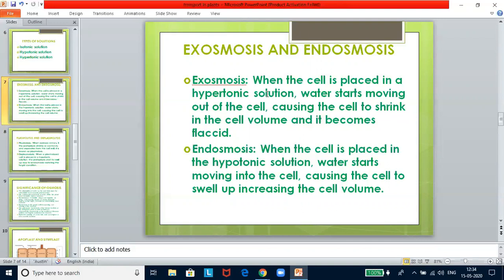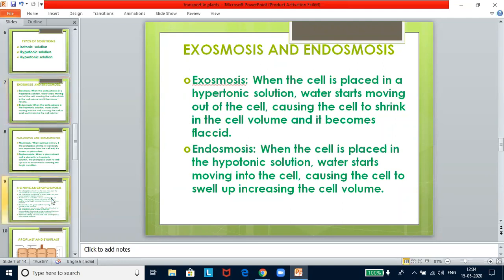Endosmosis, when the cell is placed in the hypotonic solution, water starts moving into the cell, causing the cell to swell up, increasing the cell volume. If a marine plant or a protozoan is transferred to fresh water, it will die because more water will enter into its body, and due to swelling up of the cell to such an extent that the cell bursts, the organism dies.